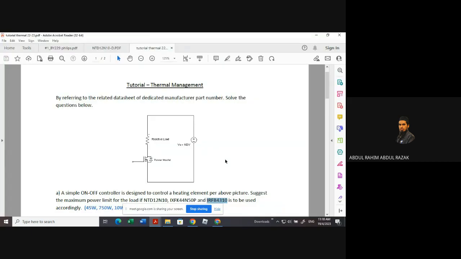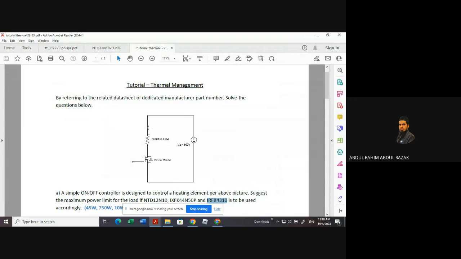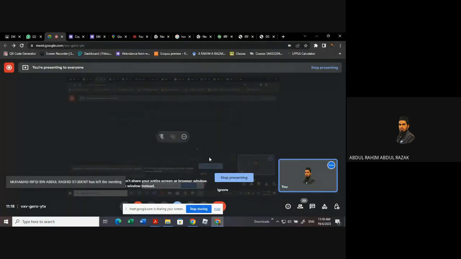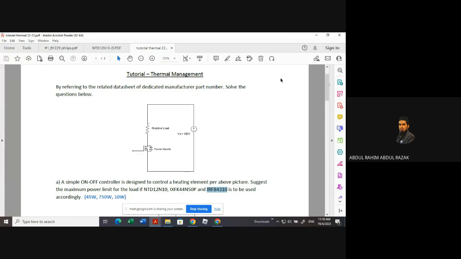So the question here, see? The question here. Can you see it? By referring to the related data sheet. I have provided you all with 5 data sheets previously. Solve the question below. So we consider a simple on-off controller to control a heating element.